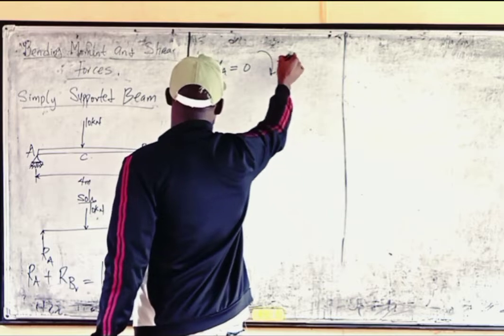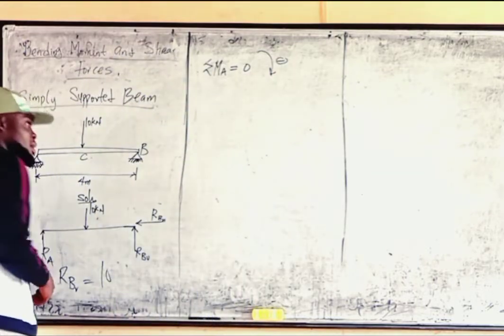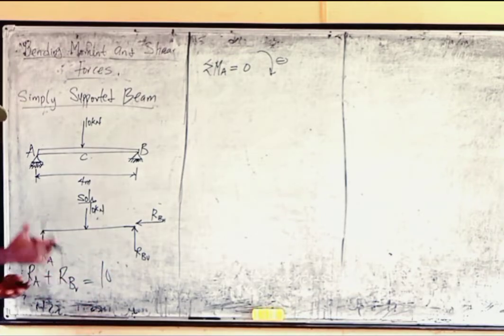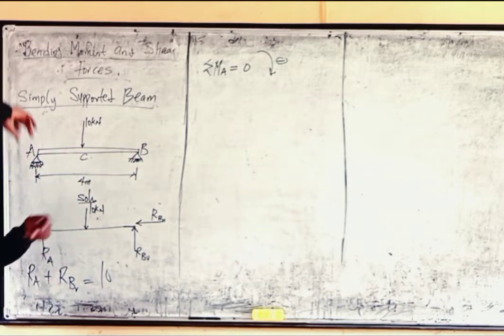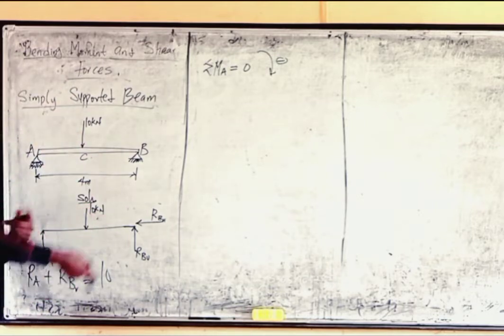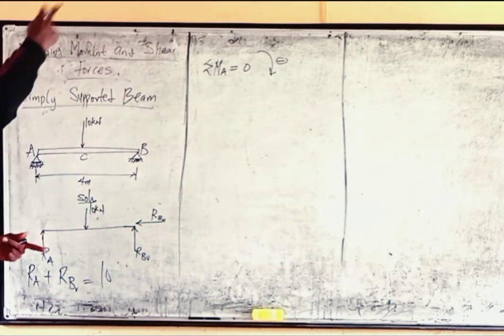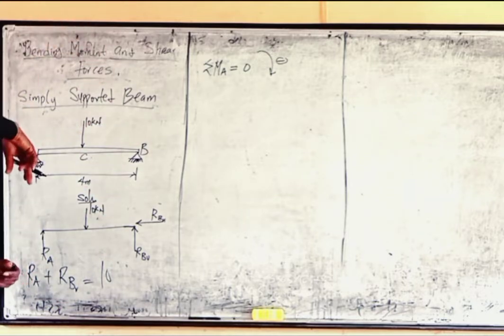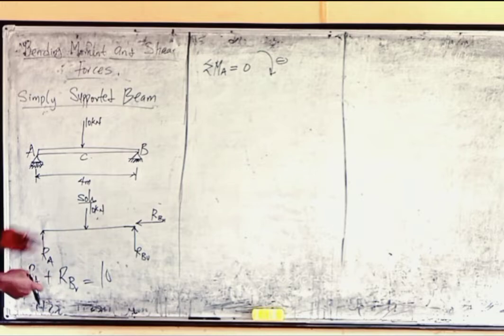Let's take all clockwise moments to be negative. You have a clockwise moment, we call it the negative moment. Then anti-clockwise should be positive. So that's our sign convention we're using here now. You can use otherwise: any clockwise moment can be positive and anti-clockwise moment negative, or what have you. So that's the same convention I'm using here.